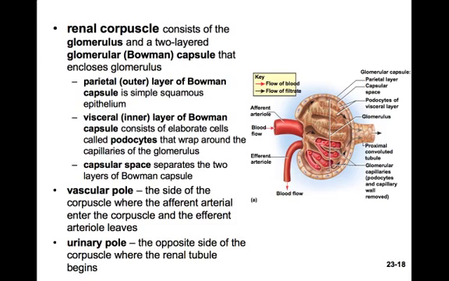The capsular space separates the two layers of the Bowman's capsule. It comes across as somewhat of a C shape. There's a vascular pole, that's the side of the corpuscle where the afferent or arterial blood enters the corpuscle, and the efferent arteriole leaves. Then there's the urinary pole. That's the opposite side of the corpuscle where the renal tubule begins.